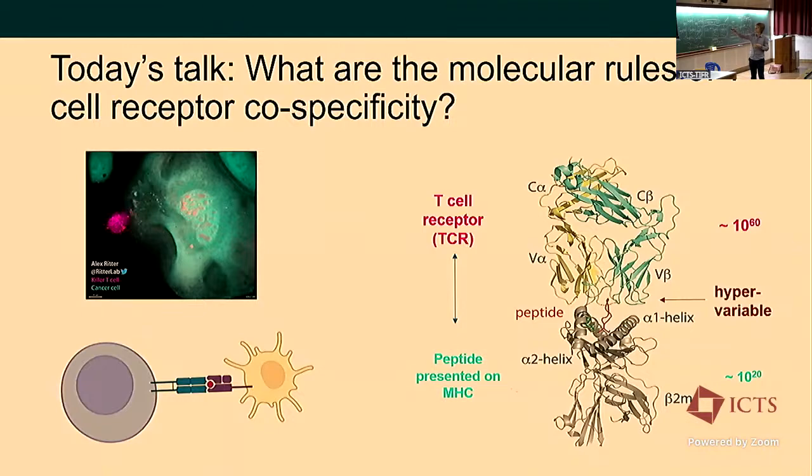But this diversity is necessary to interact with a very wide diversity of ligands, because you can think about these peptides. So there's two classes of presentation, MHC class 1 and MHC class 2. But for MHC class 1, let's say there's 9-mers, so then you already have 20 to the 9 options.